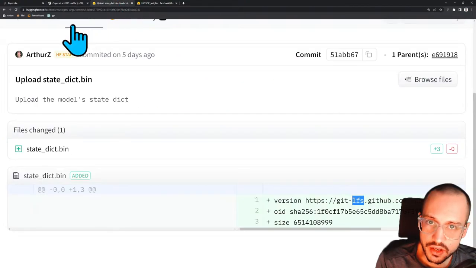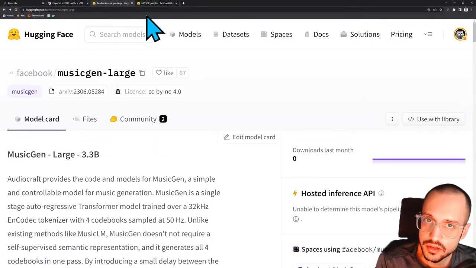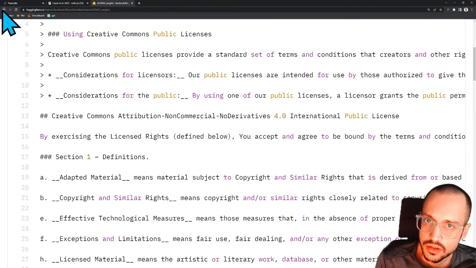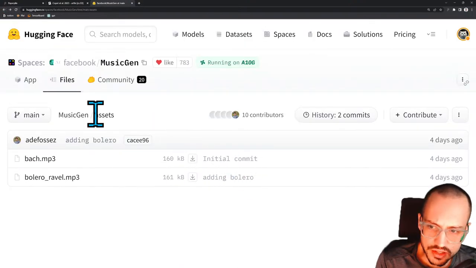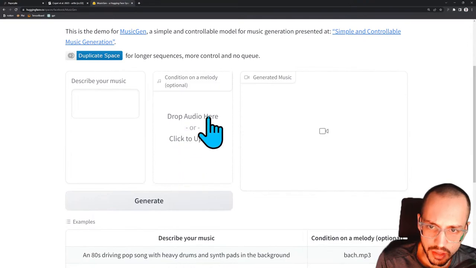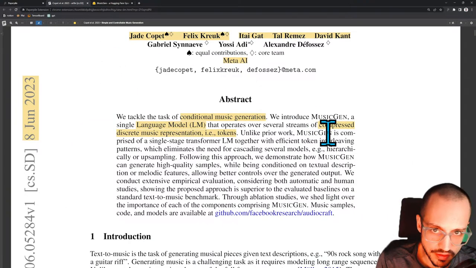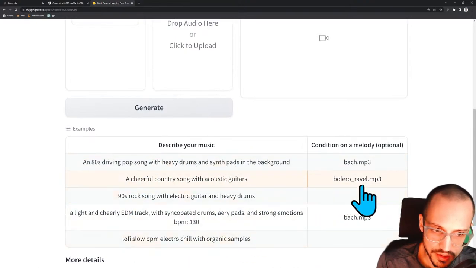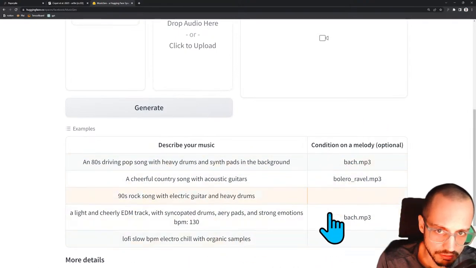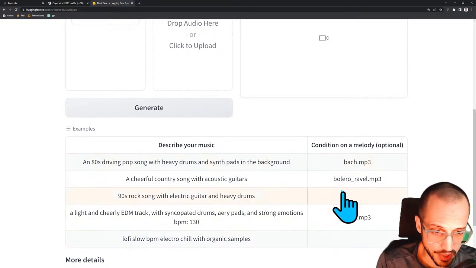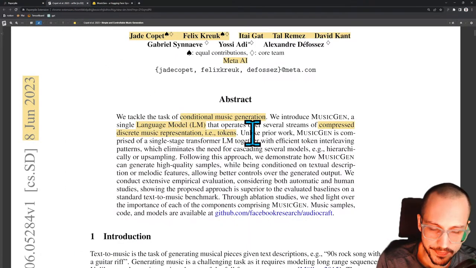Okay, so this is kind of what we saw from the Hugging Face space: you can condition on a melody, which is an MP3 file. So at some point you have to be able to represent the music itself. I think there's going to be tokens here that are text tokens, and then some kind of tokens, maybe they train their own encoder for these, that are music tokens. Unlike prior work, MusicGen is composed of a single-stage transformer LM together with efficient token interleaving patterns.